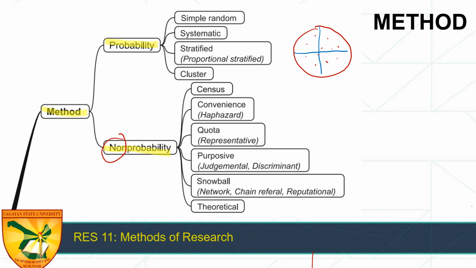So this design subdivides the population into homogeneous subsets from which an appropriate number of elements are selected at random. And then you have your cluster sampling. In cluster sampling, this is quite different. You still have groups, but in one group, you have a combination of different respondents.